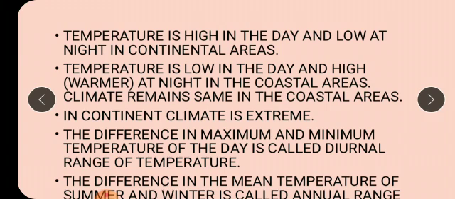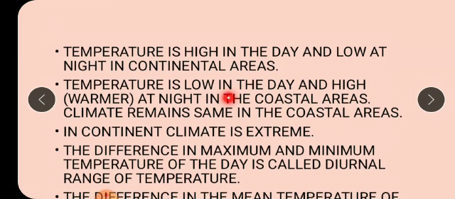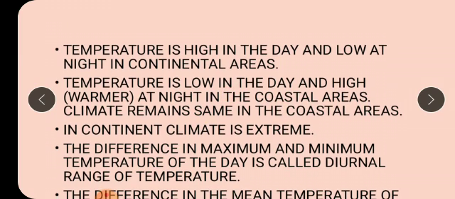But one thing is there, children: in the coastal areas the temperature, weather, almost the climate remains the same. It never changes. You might have experienced that when you go to a place which is very close to the sea, isn't it? The climate over there is almost the same. Humid climate you will usually experience there, that will not change. So throughout the day the temperature is very low and at night it rises.